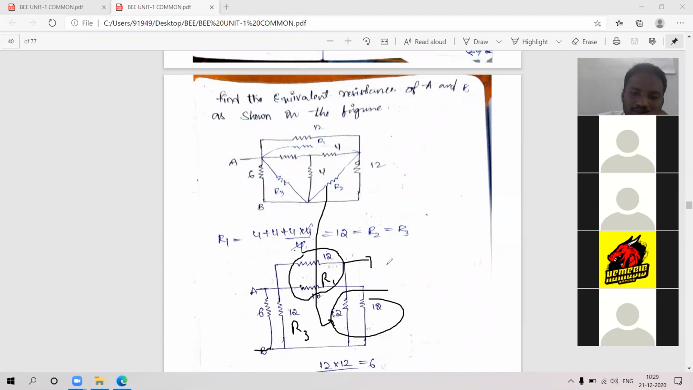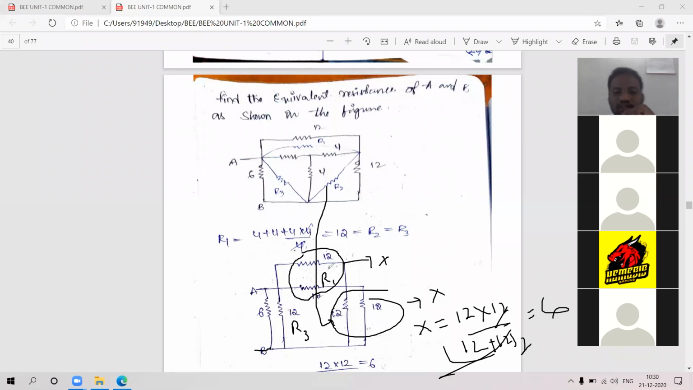Suppose it is x, this is also x only. Then x is equal to 12 into 12 by 12 plus 12. 12 ones are 12, 12 twos are 24. 24 by 12, that is 6 ohms. This will also be 6 ohms. So these two resistors will become 6 ohms, and these two resistors will become 6 ohms.